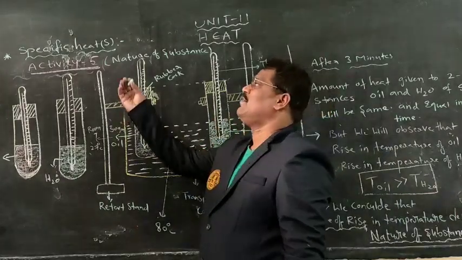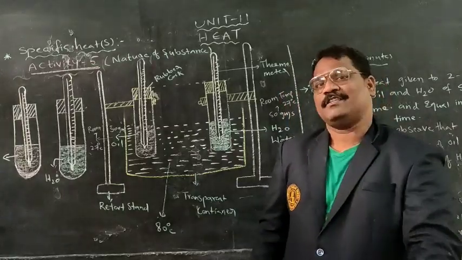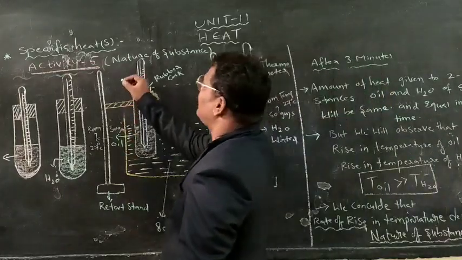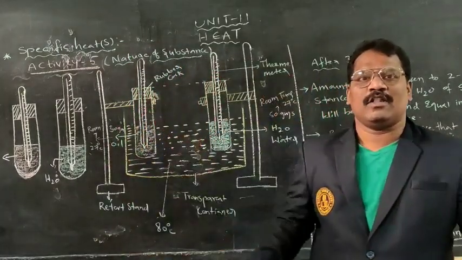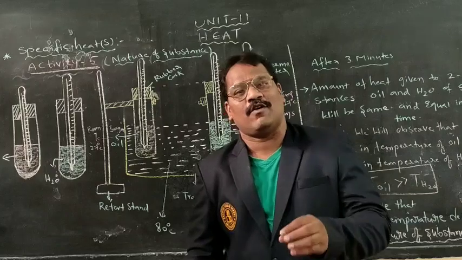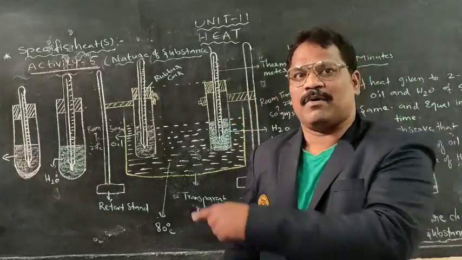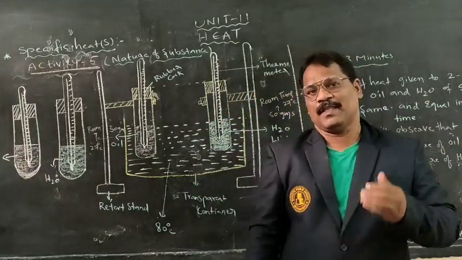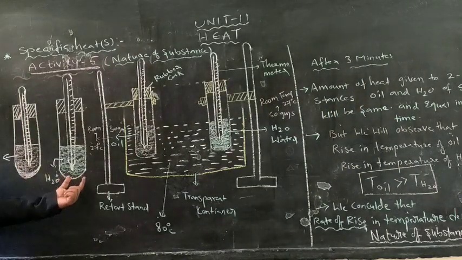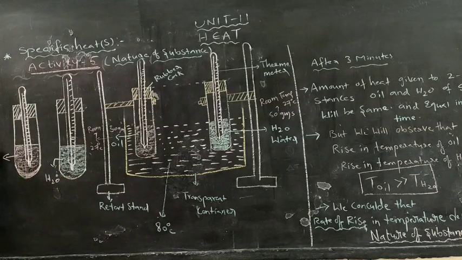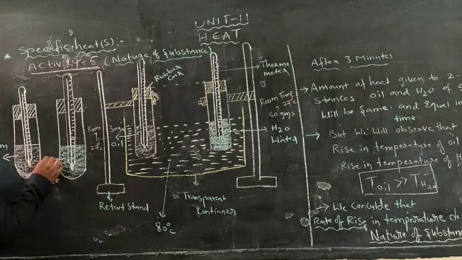Now coming to our activity 5 within specific heat. It mainly gives information about the nature of the substance. Here the nature of the substance is playing a vital role. Coming to that, I have taken 2 test tubes. Within these 2 test tubes, I have taken an equal quantity: 50 grams of oil in one test tube and 50 grams of water in the other test tube.